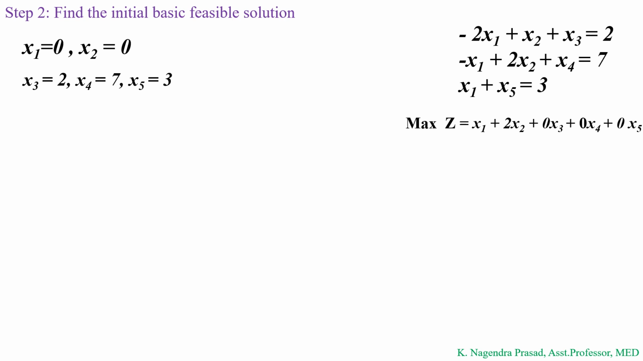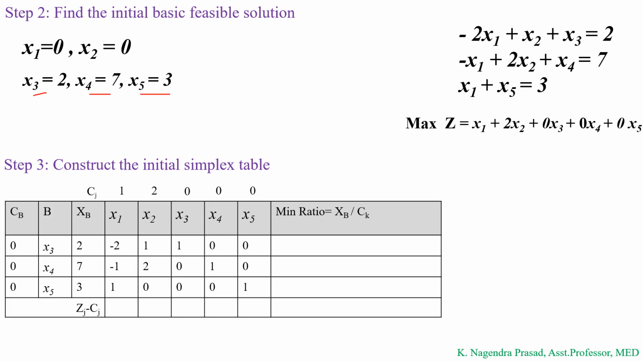Next we have to find the initial basic feasible solution. For this we assume the variables x1 and x2 are 0. Then we substitute these x1 and x2 values in the constraints, and we get x3 equal to 2, x4 equal to 7 and x5 equal to 3. Next we have to construct the initial simplex table. So this is the initial simplex table.